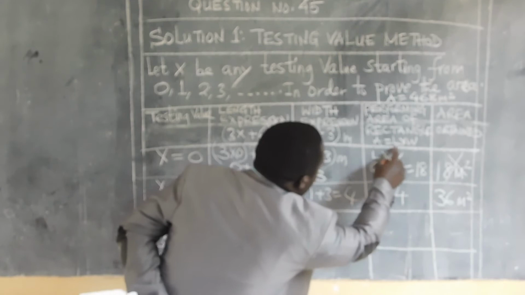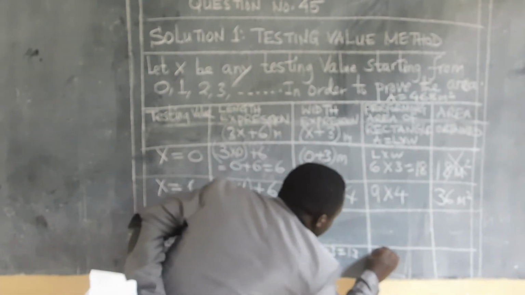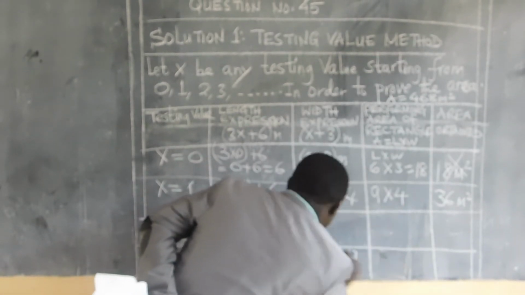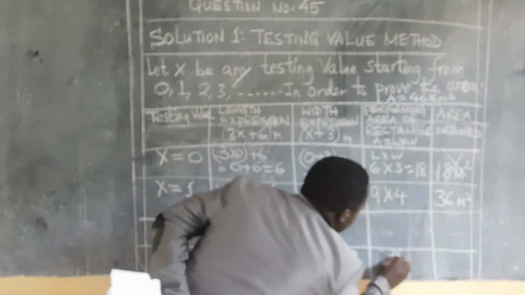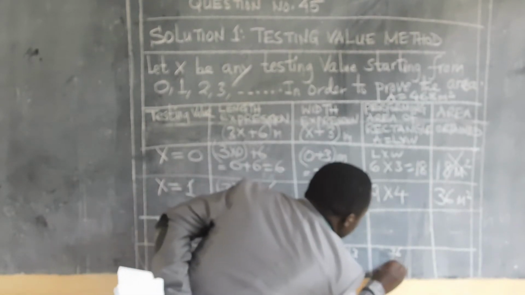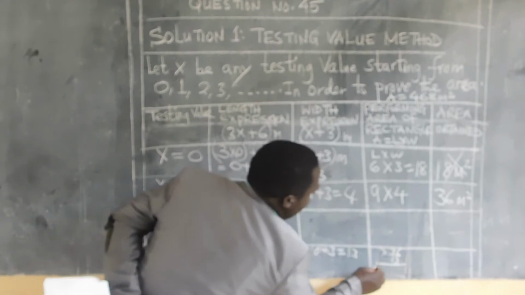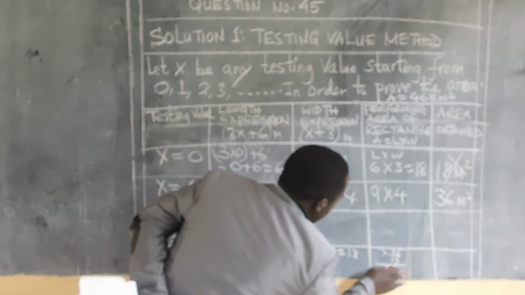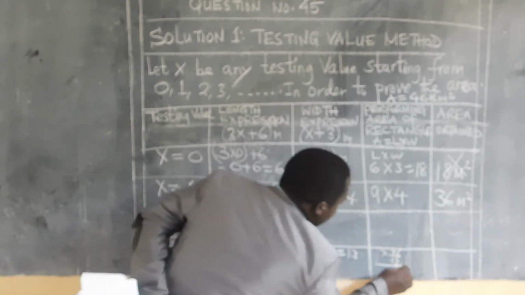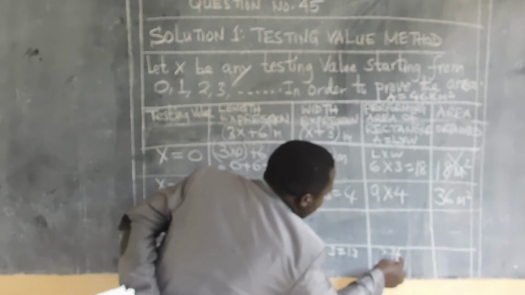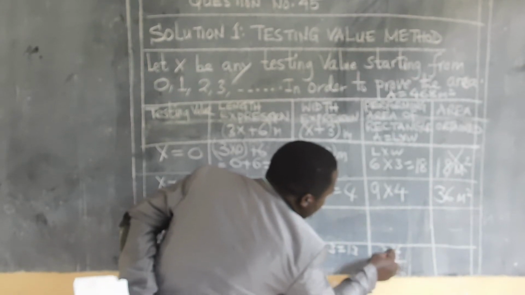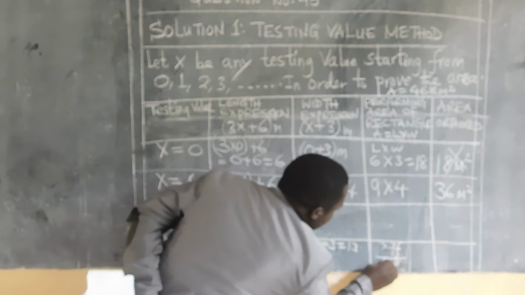The area of the rectangle, we take the length times width. So length times width. The length is 36. We multiply by the width, which is 13. So we multiply: 3 times 6, 18. 3 times 3 is 9, plus 1, 10.